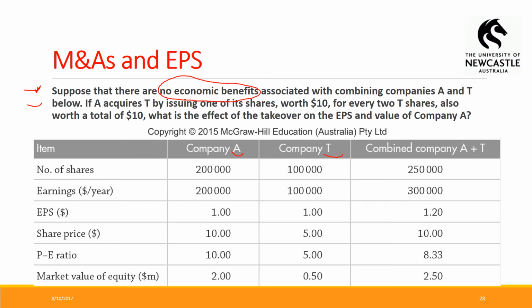So in this case, if A acquires T by issuing one of its shares worth $10 for every 2 T shares, also worth a total of $10, what is the effect of the takeover on the earnings per share and the value of company A? Right.